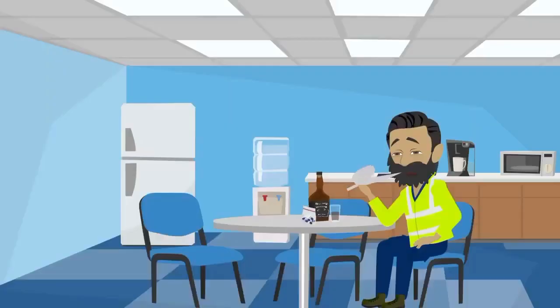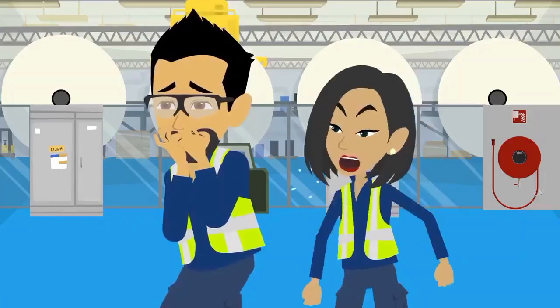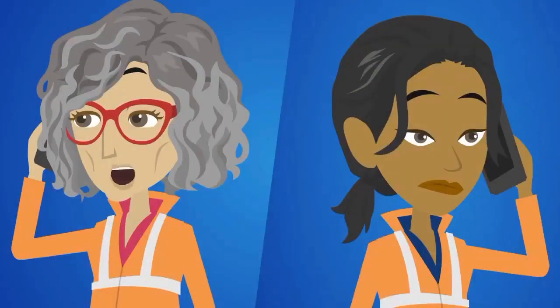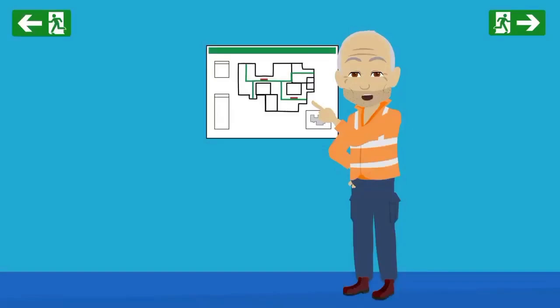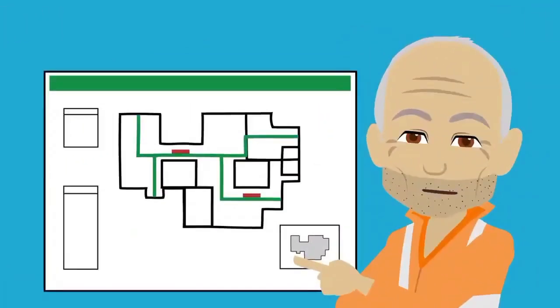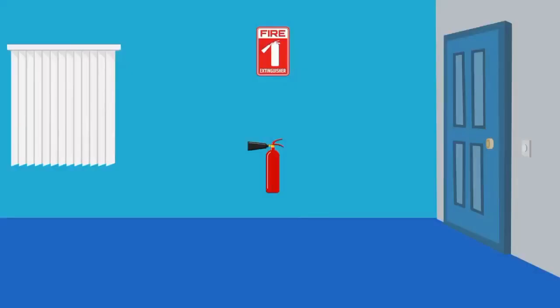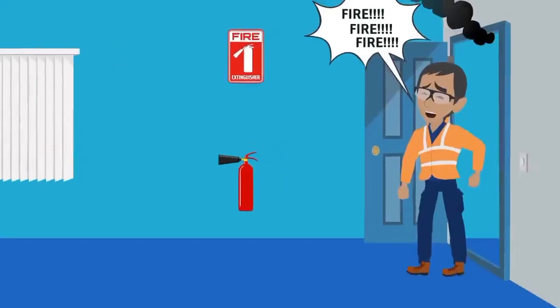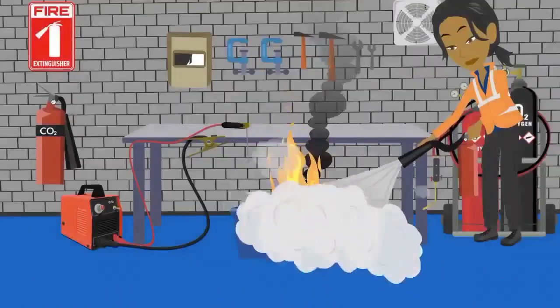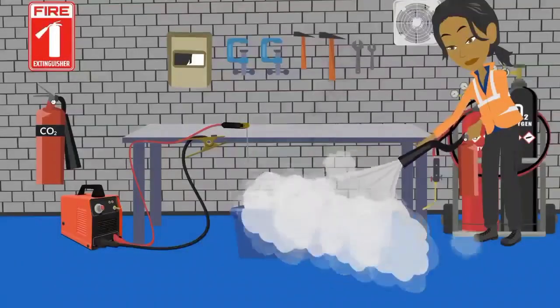There is no place for drugs and alcohol in the workplace. Bullying behavior is also not tolerated. Report any issues to your supervisor. The evacuation plan shows the location of muster points, first aid kits, and firefighting equipment. If you ever encounter a fire, alert others by yelling, "Fire! Fire! Fire!" Only operate firefighting equipment if safe to do so and within your ability.